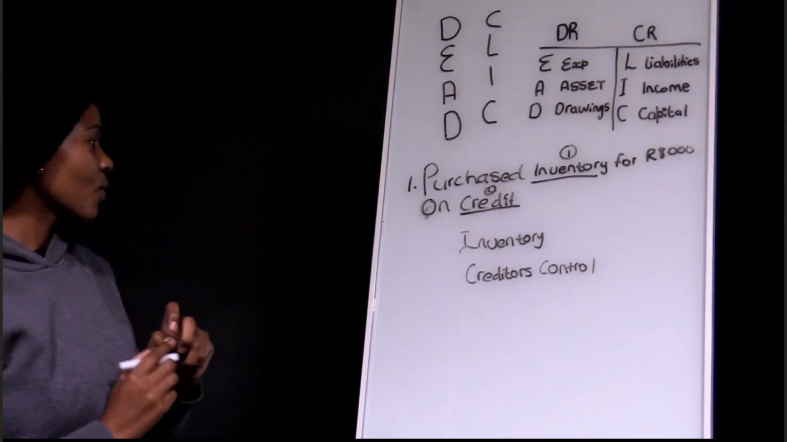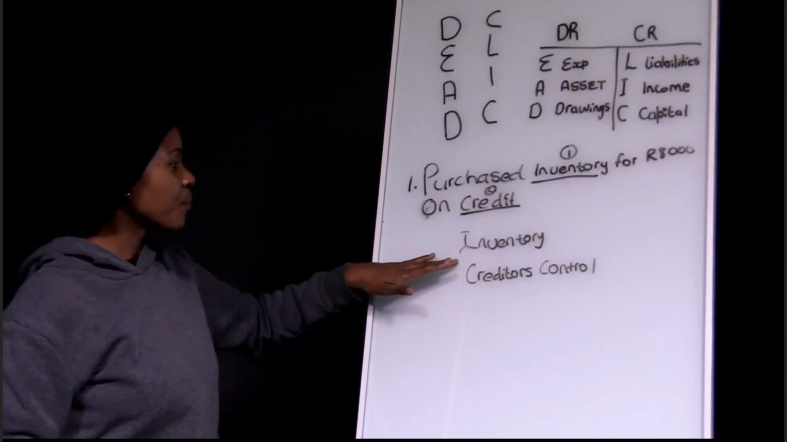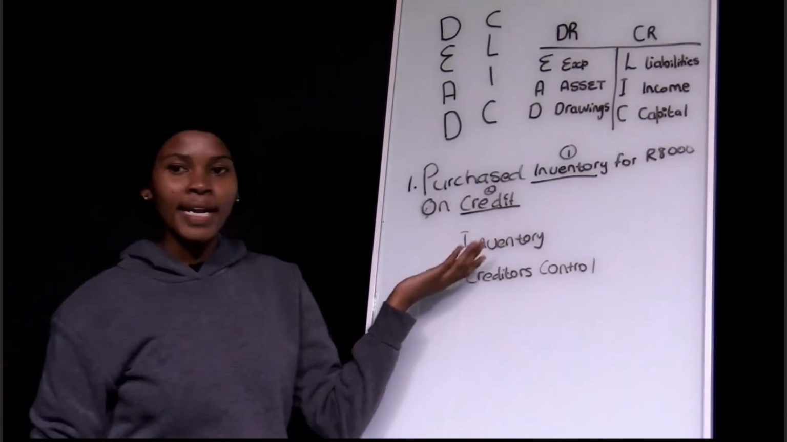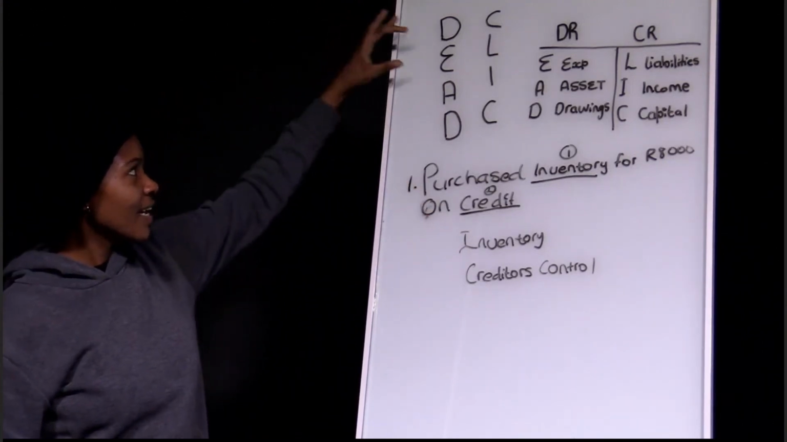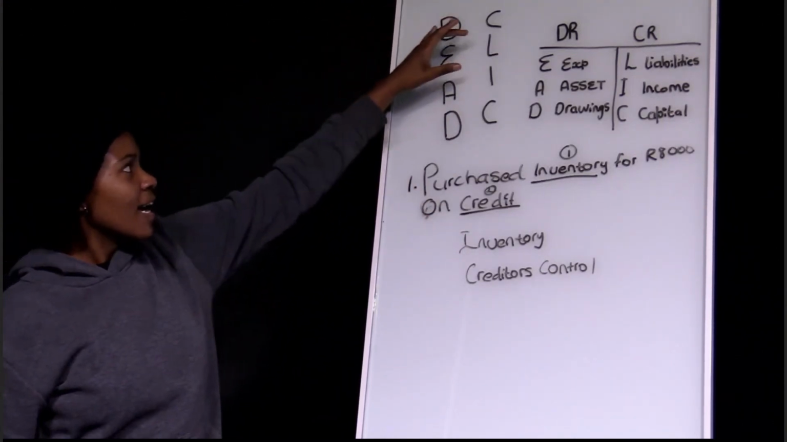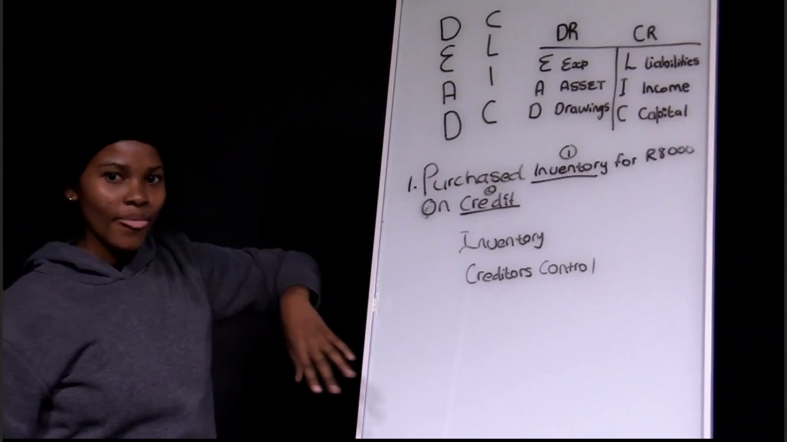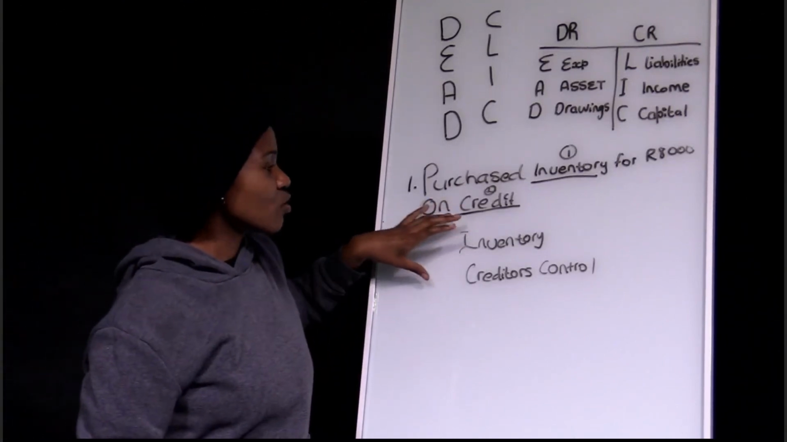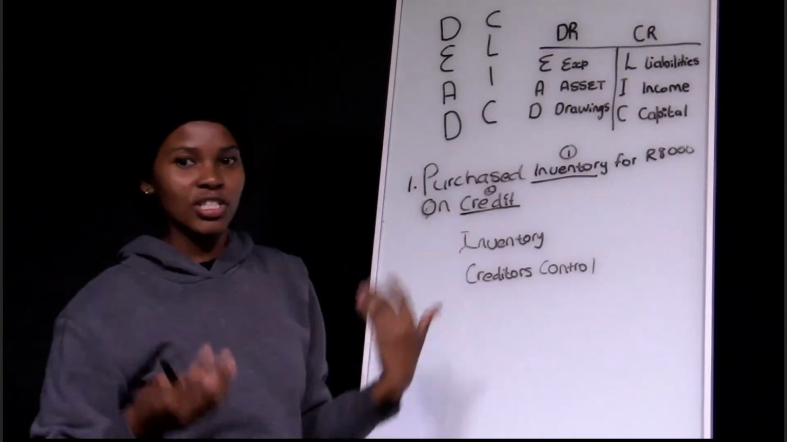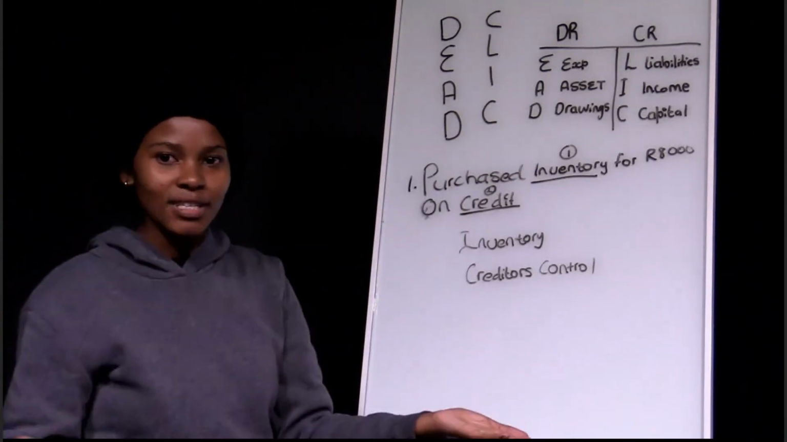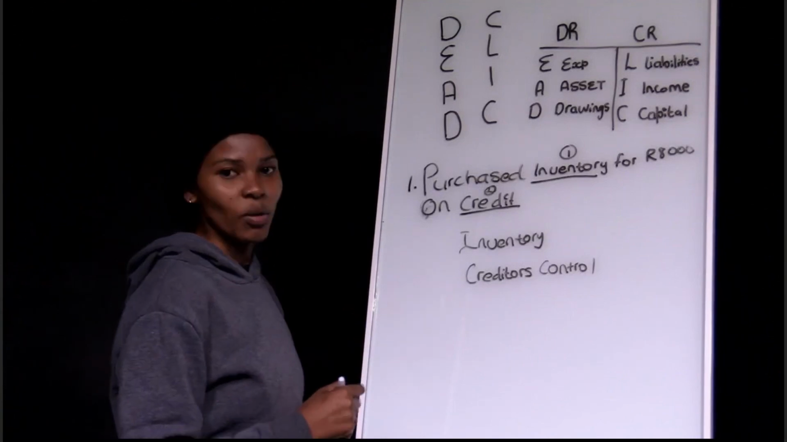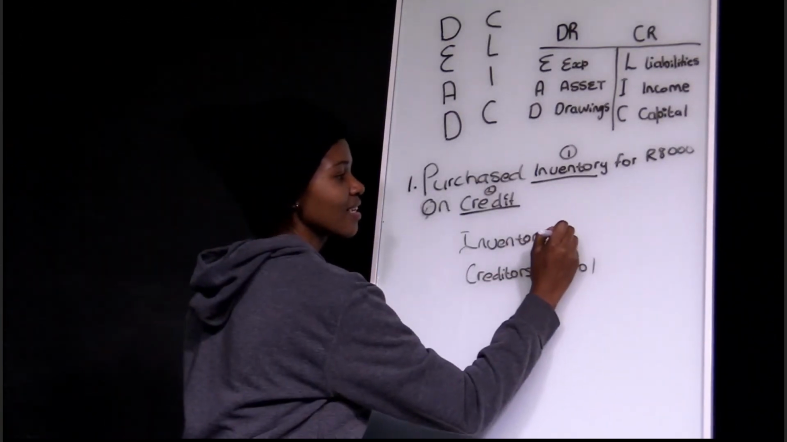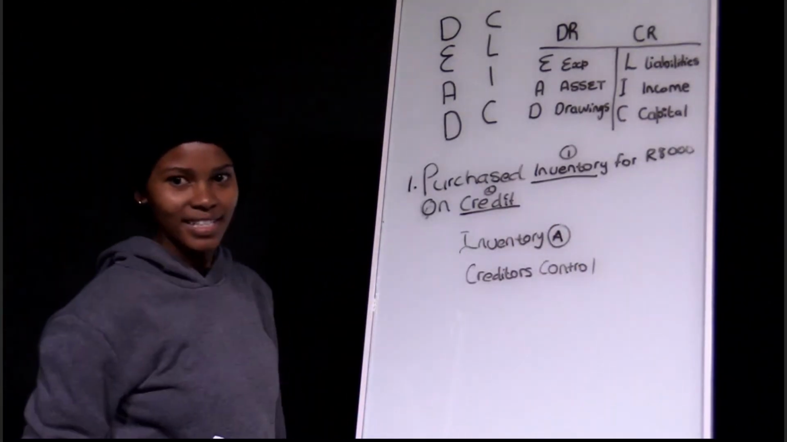And then now you ask yourself, in which element of the financial statement does inventory fall under? Is inventory an expense, an asset, a liability, or an income? Inventory is the stock that the company purchases in order to sell it, in order to generate income. So your inventory in this case will be your assets. Inventory is an asset, right?